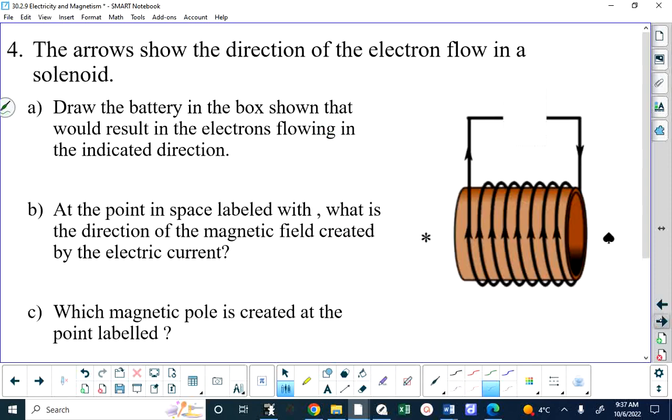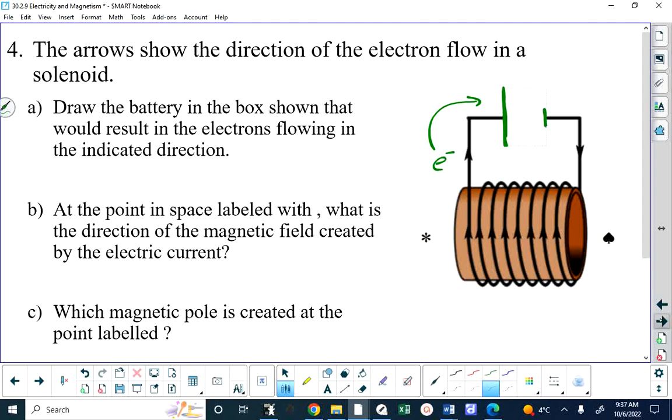Number 4, the arrow shows the direction of electron flow in a solenoid. You're asked to draw a battery that would produce that. Well, if electrons are flowing this way, then they are attracted to the positive terminal of the battery and repelled away from the negative terminal. So that's the orientation of the battery.